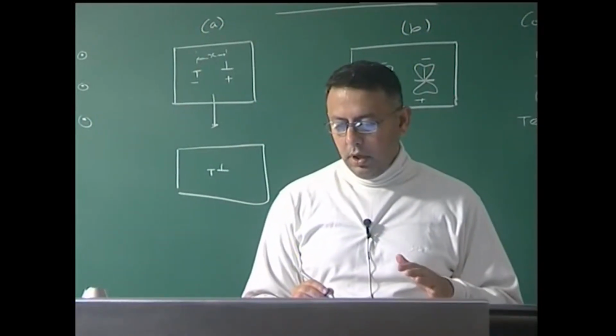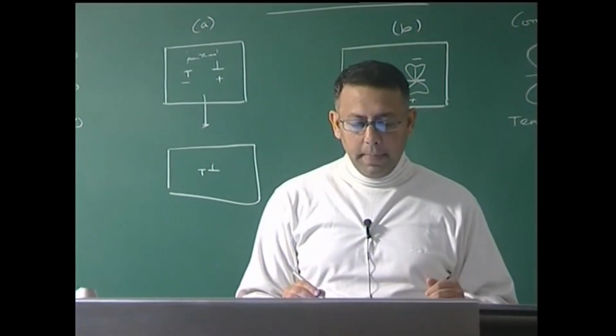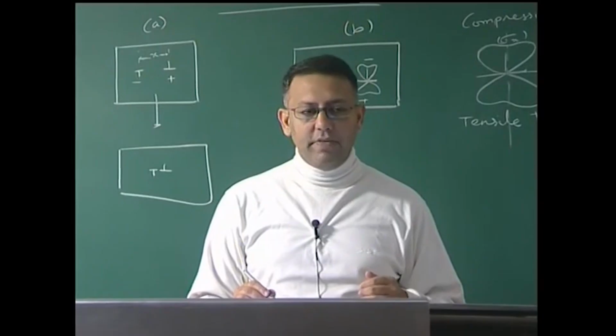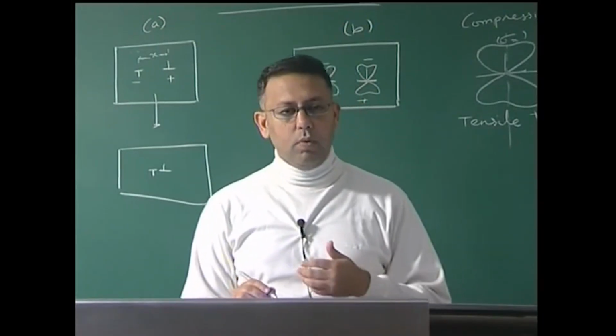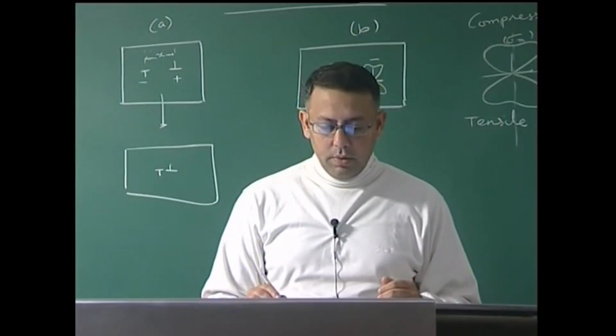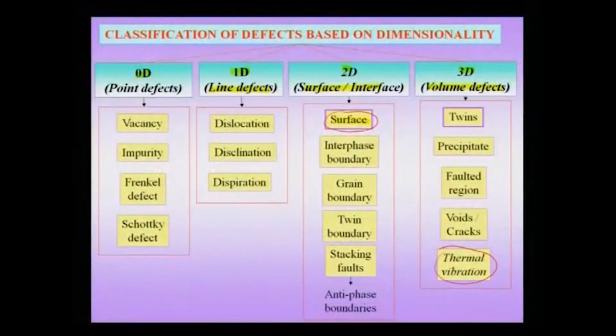Now, to have a brief overview, what are the point defects which we need to consider, what are the important line defects which we need to consider, and what are the volume and surface and interface defects we need to consider. One other unavoidable defect in the thermodynamic sense is the 0 dimensional defect of vacancy.